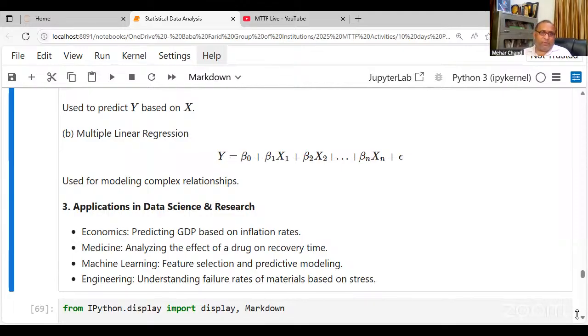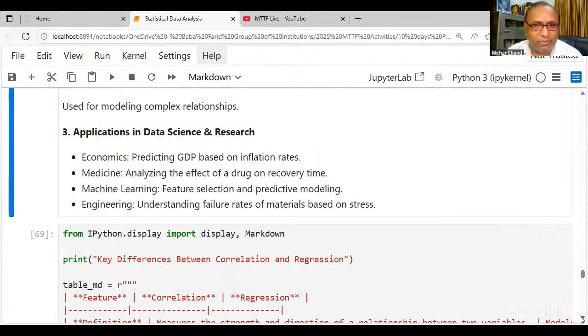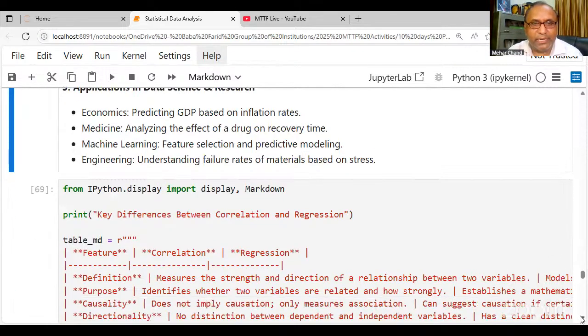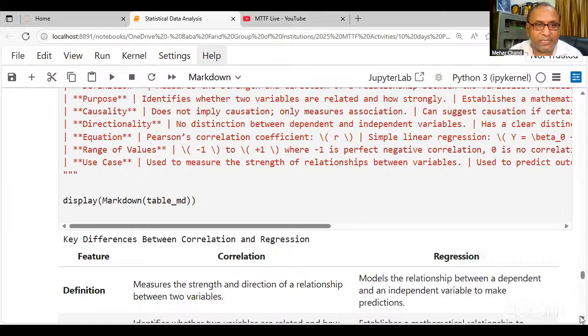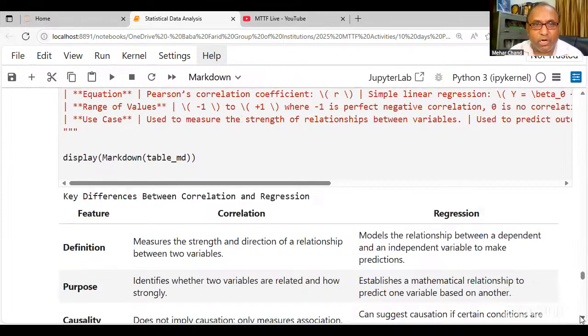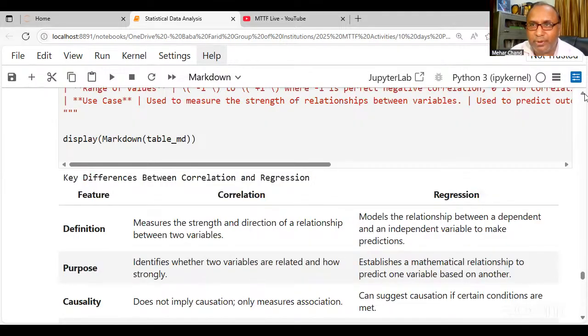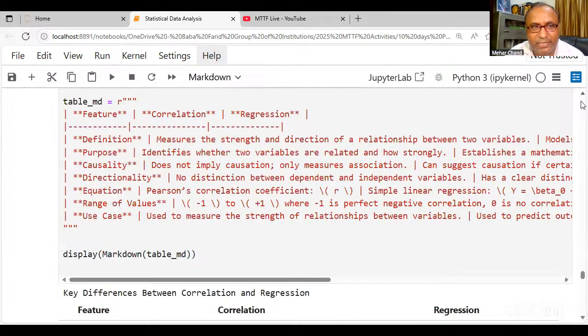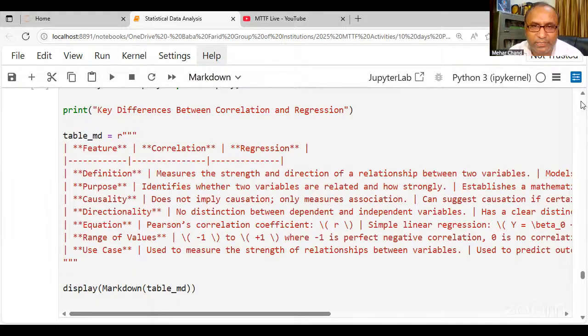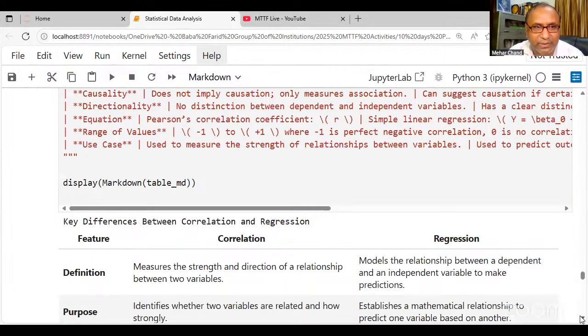Okay, so here we have the simple example. Here is the comparison, the difference between correlation and regression. Don't worry about this code which you can see in the red color. Actually, this code is used to print the table inside this file. Okay, so by using this code in the red color, you can see the table at this place here.